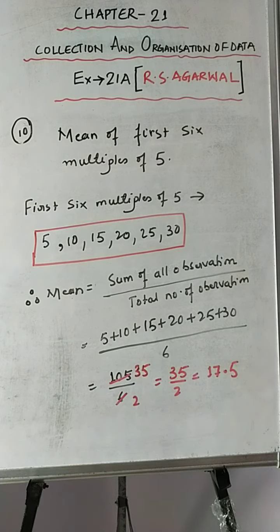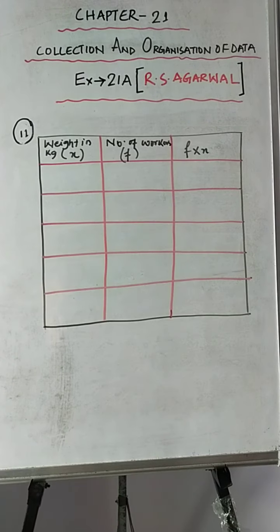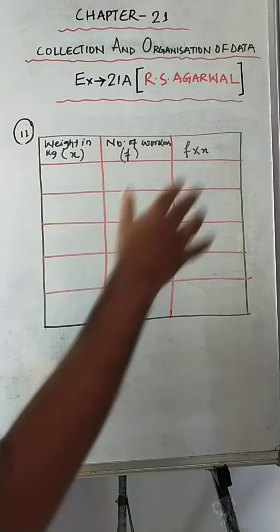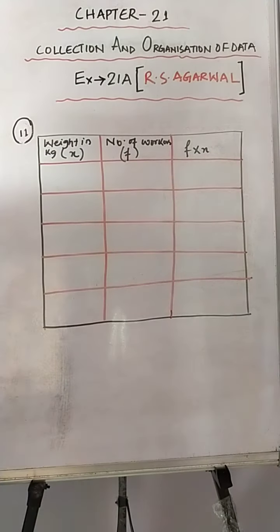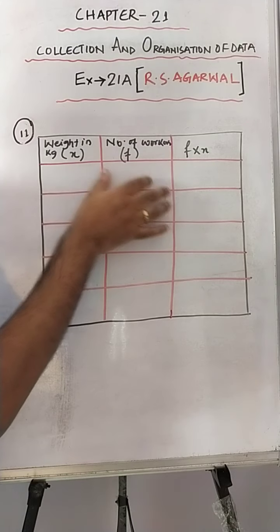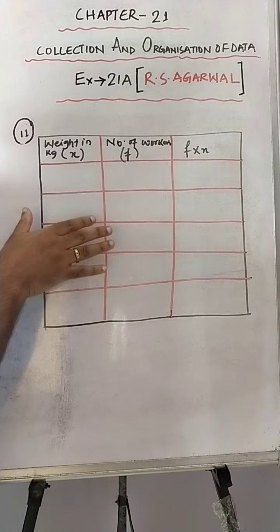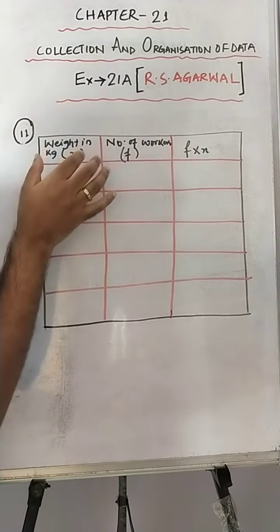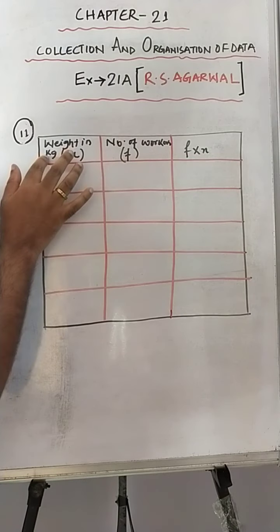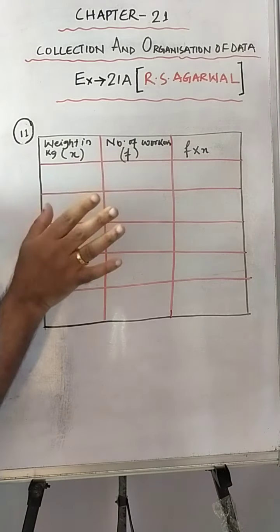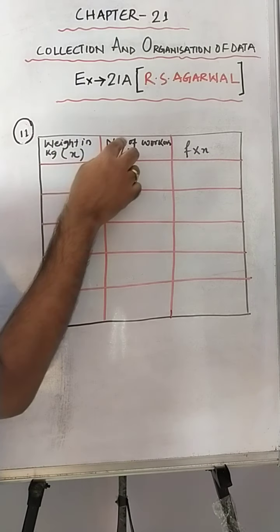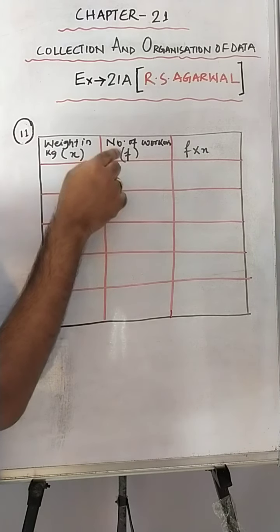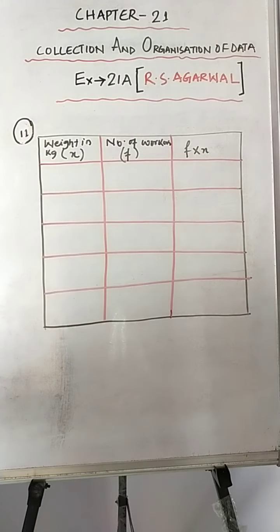For this you have to make a box. For question number 11 you have to make a box, and in the box there should be 3 columns. The first 2 columns are exactly what is in the question: weight in kg and number of walkers. Students, we'll let weight in kg be x, and number of walkers be f. Now we'll write it down.